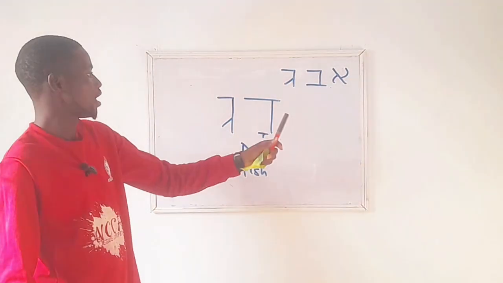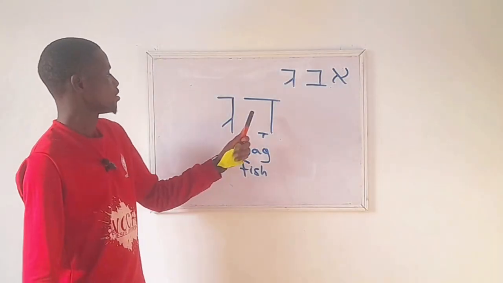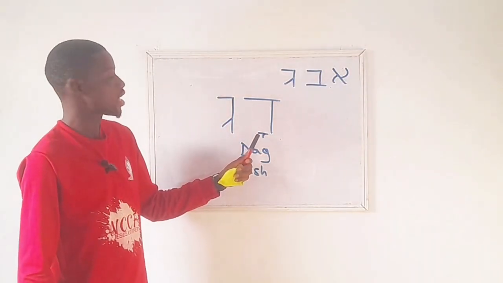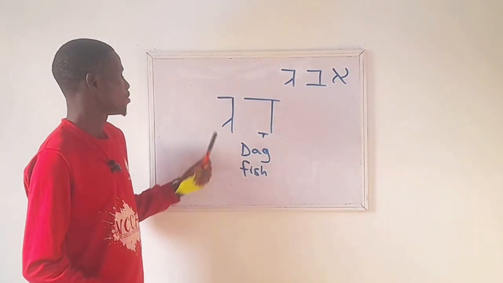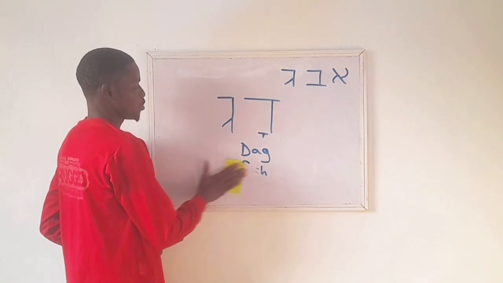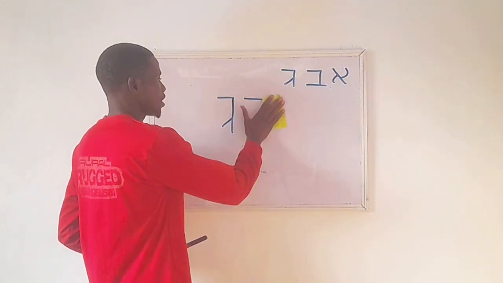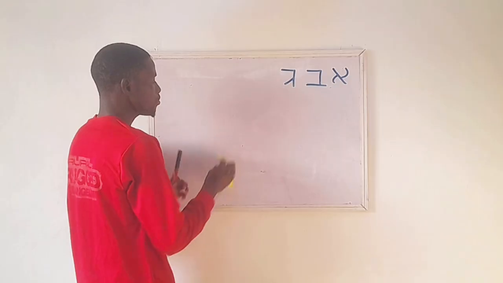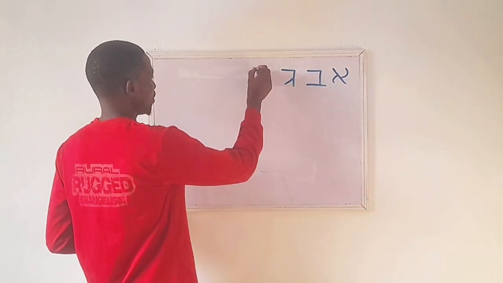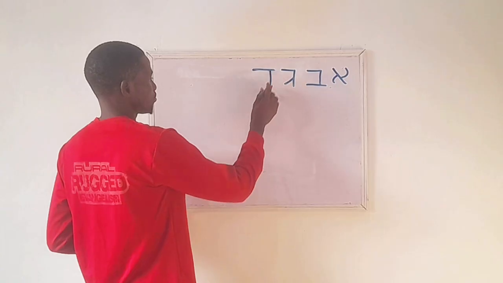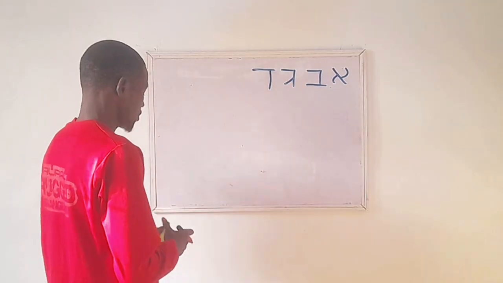You see now? Aleph, Bet, Gimel. Now, Dalet, the short A, and then Gimel, you have the word dag. So we have learned 2 vocabularies now. We've learned father and we have learned fish. So I am adding Dalet here. Aleph, Bet, Gimel, Dalet. All right.